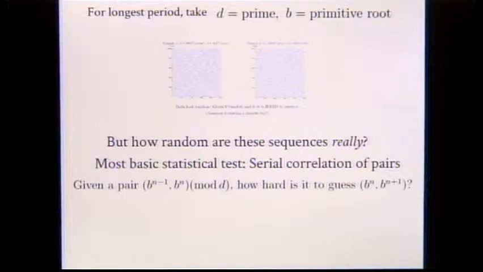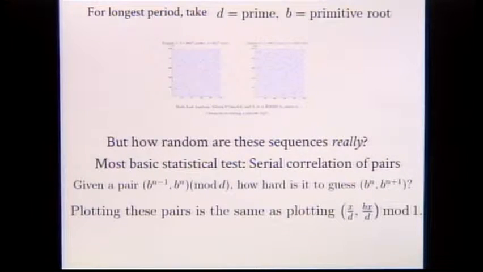Do I know something about, if I know b^(n-1), b^n mod d, can I guess b^n, b^(n+1)? Well, obviously b^n you can guess, you know it already, but can you guess the next power if you look at them in pairs? So let's see what that'll look like, which is the same thing, because b is a generator, this is the same thing as plotting x and b^x, and let me divide by d and put everything in the unit torus. Okay, so here are the same pictures.